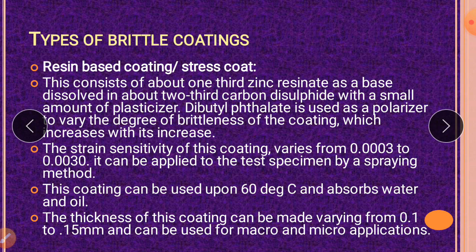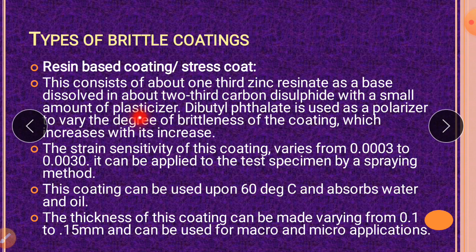So next we move on to the types of brittle coating. You have to understand how many types of brittle coatings there are. First is the resin based coating, also called stress coat. This consists of about 1/3 zinc resinate as a base, dissolved in about 2/3 carbon disulfide with a small amount of plasticizer. Dibutyl phthalate is used as a plasticizer to vary the degree of brittleness of the coating, which increases with its increase.